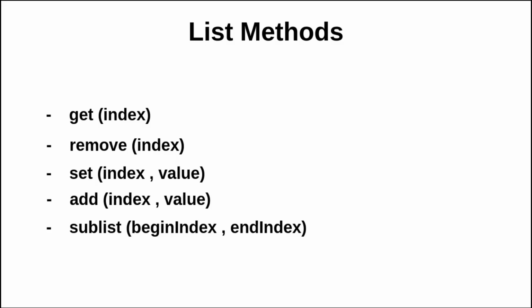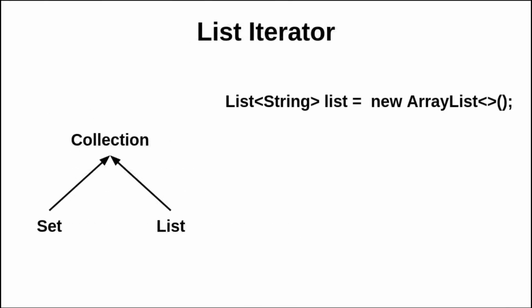The element which is at the begin index will be included in the sublist, while the element which is at the end index will be excluded from the sublist. We include the first bound and exclude the second bound. One last point to add, we already talked about the iterator that I can get. When I do list.iterator, it will return a string iterator since my list contains strings. And it's the same interface as in collection and set.